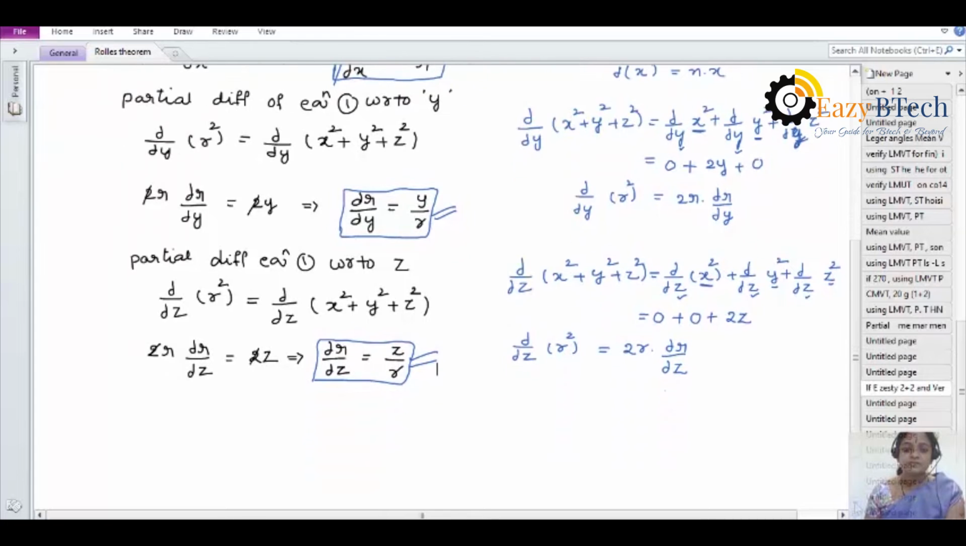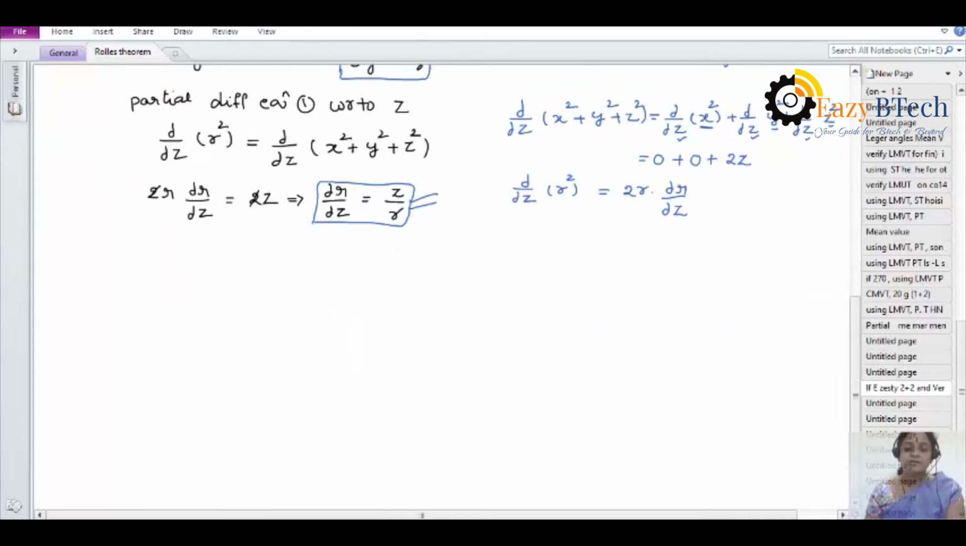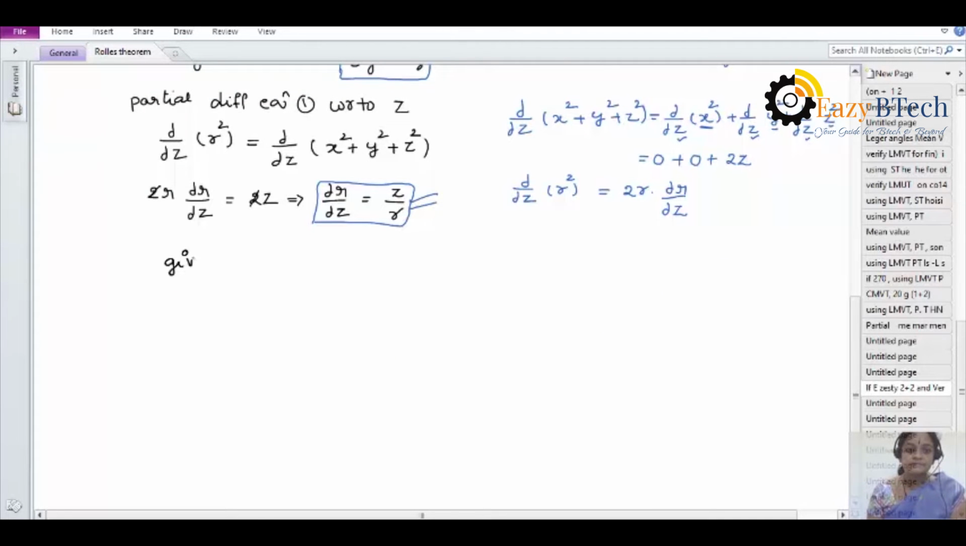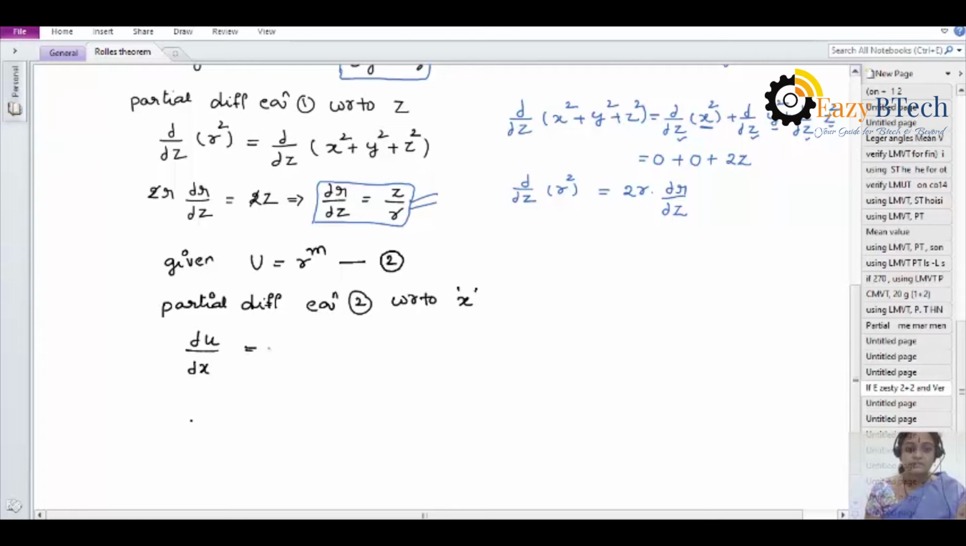Okay, so one more function was given in this question. That function is u is equal to r power m. Now I am writing that function. So given u is equal to r^m. By using this function only we have to prove that question. So now I am doing the partial differentiation of equation 2 with respect to x. I am doing ∂u/∂x is equal to ∂/∂x of r^m.